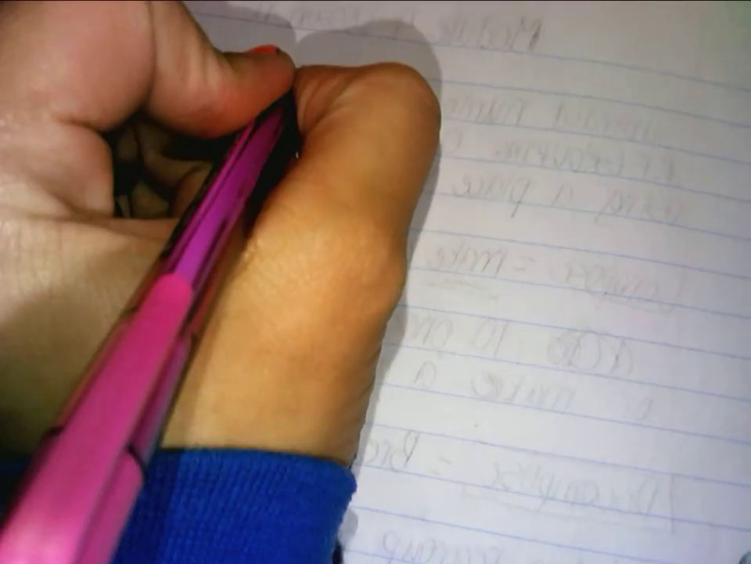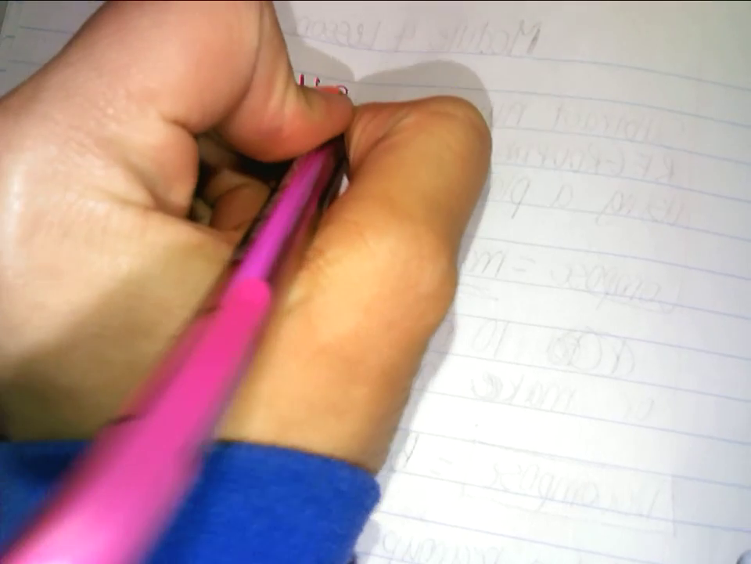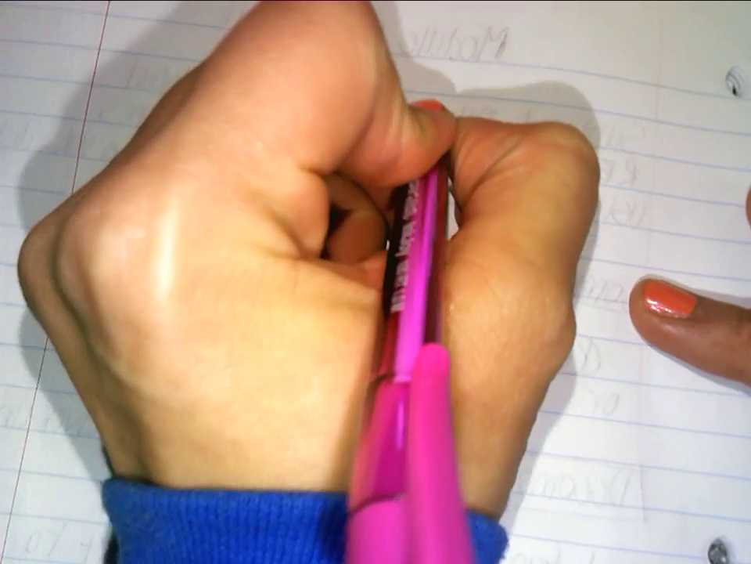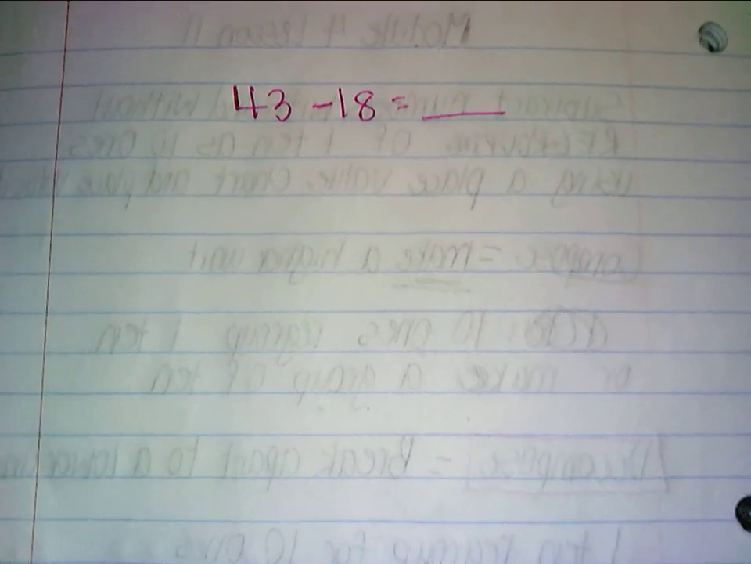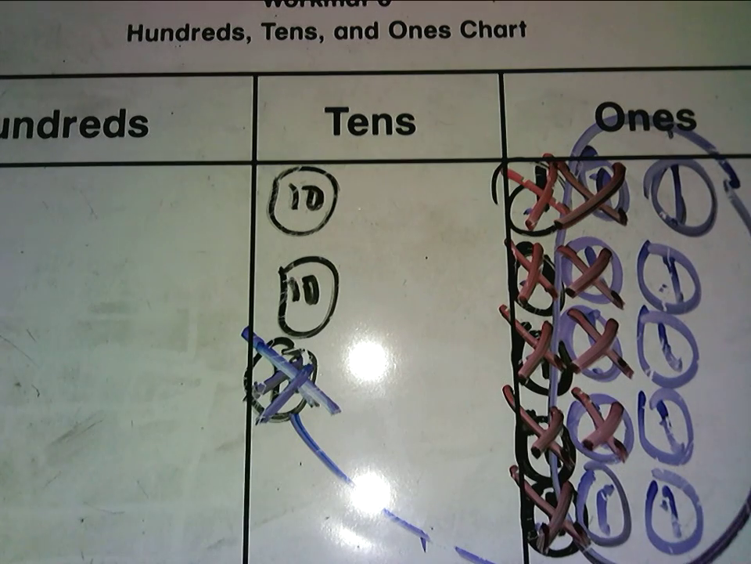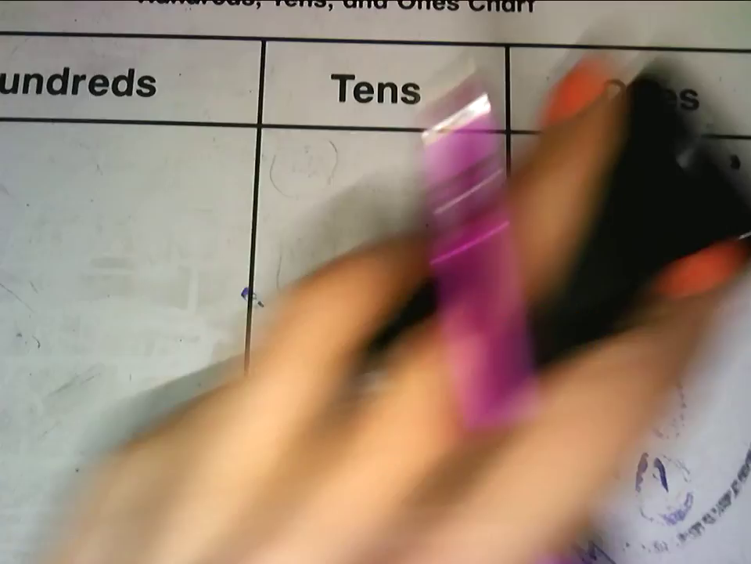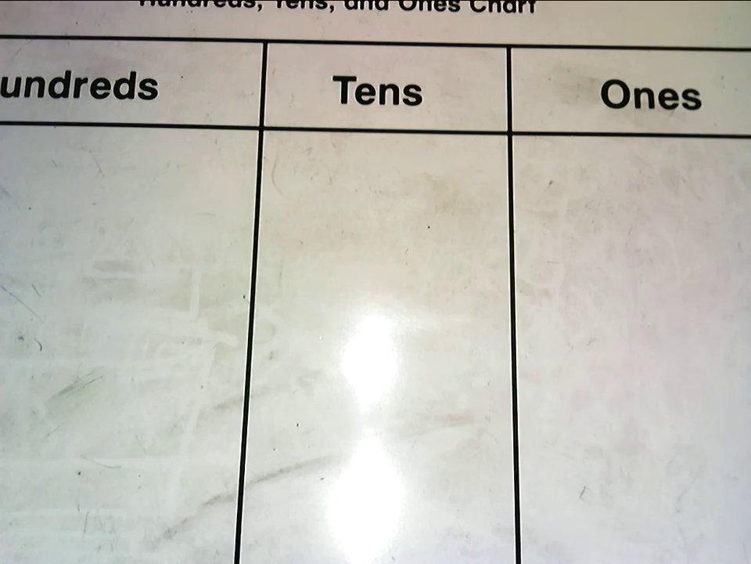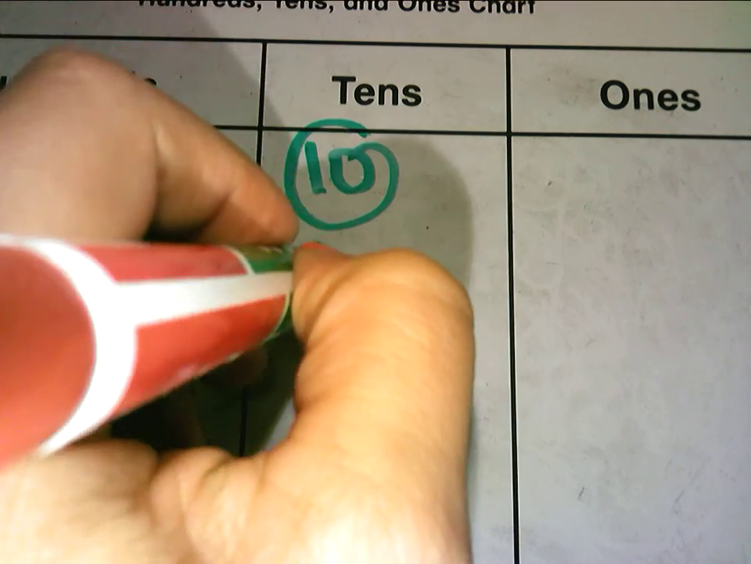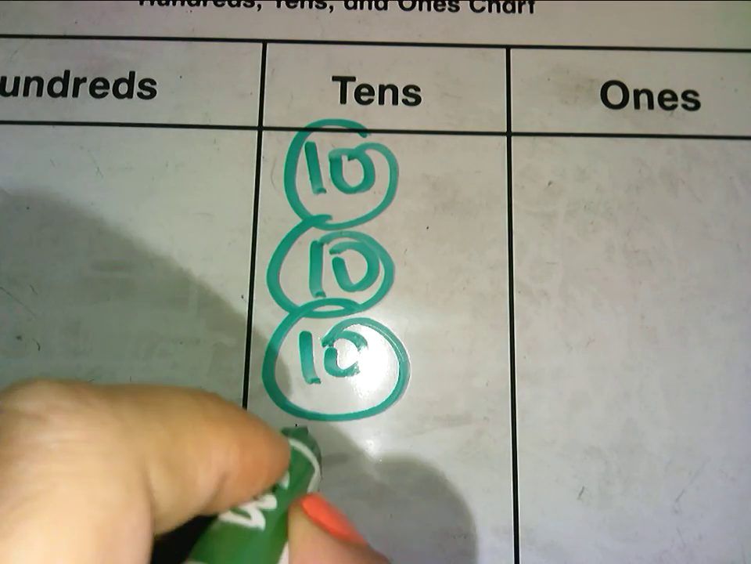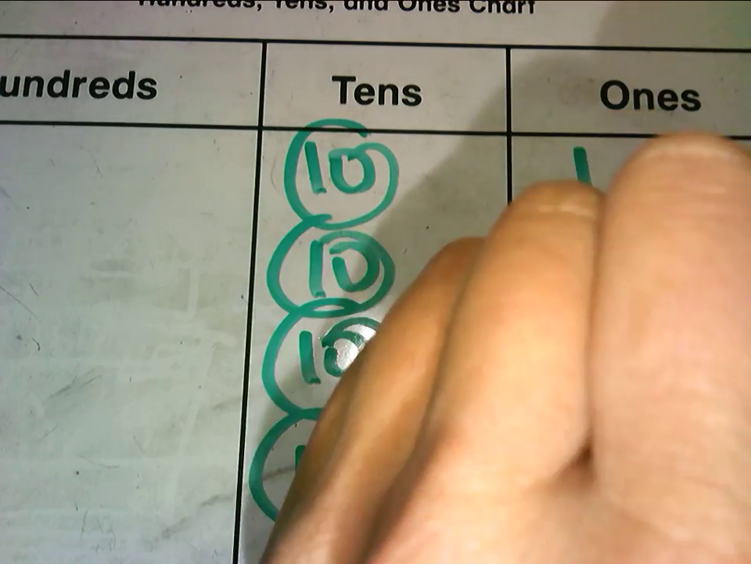So let's say I have 43, and I'm trying to subtract, let's do 18 this time, okay? 43 minus 18. So I have 43. I have 4 tens and 3 ones.